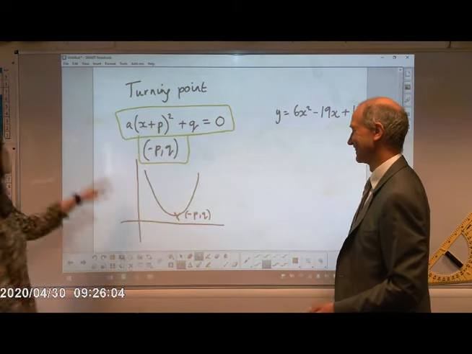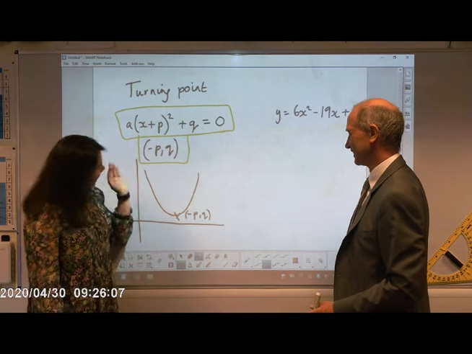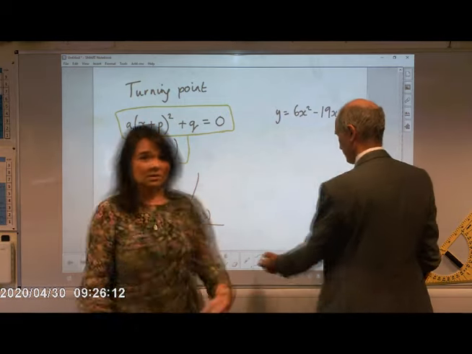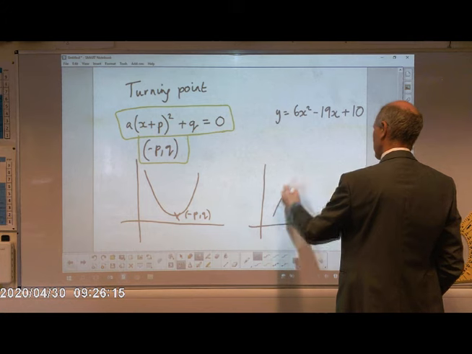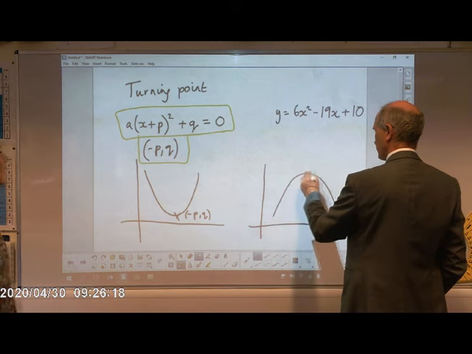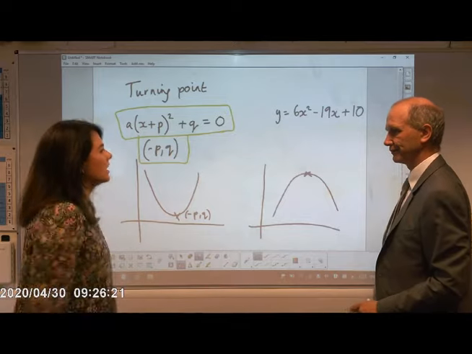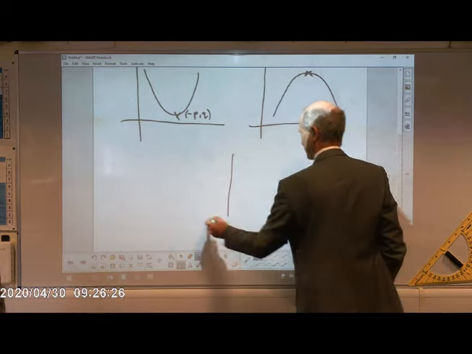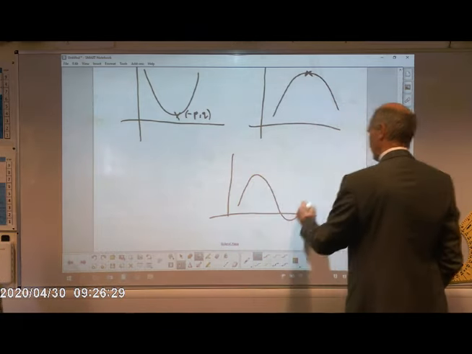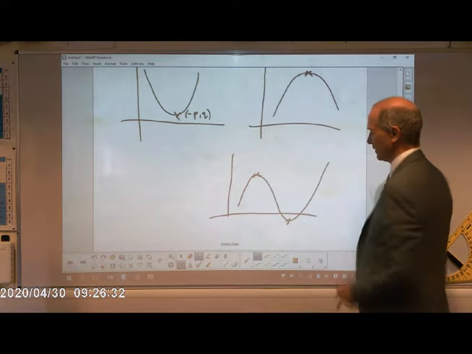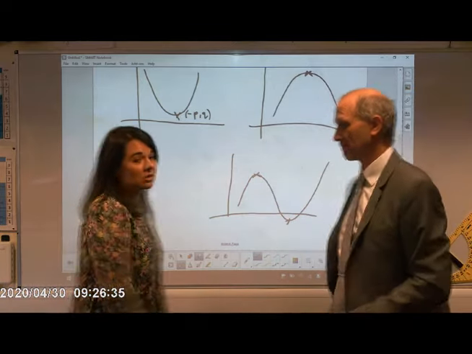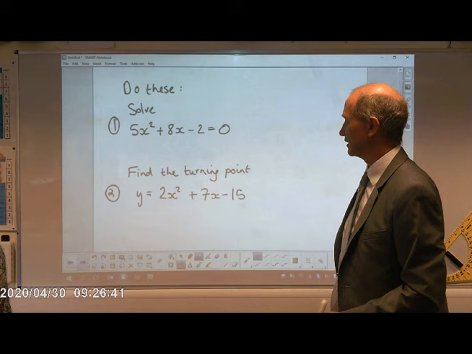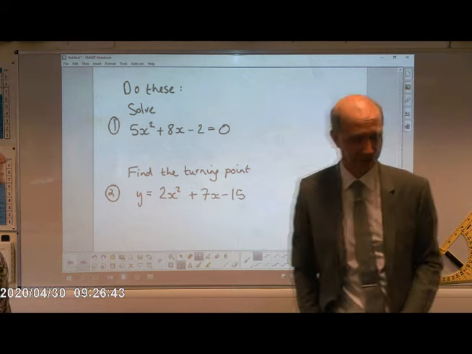Classic response. So, turning point, that's just the bit where the graph stops going down and starts going up, or it stops going up and starts going down. It's where it turns. It could look like that. It could look like anything. And when you go into cubics, there are multiple turning points. You can also find the turning points of your sine and cos graphs. Wouldn't that be fun? Fun, but not necessarily at the moment.